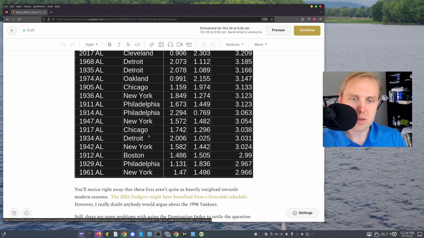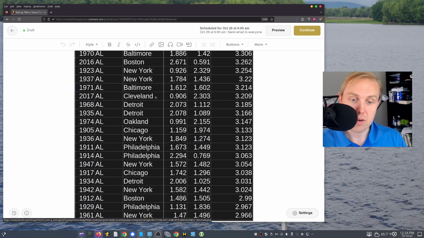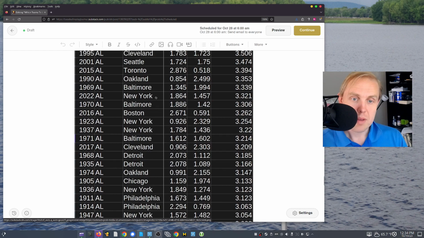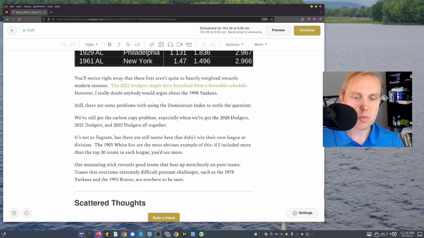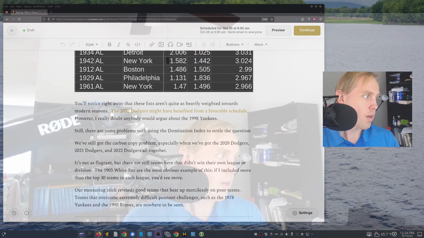There's other teams that surprise you, like the 2017 Indians, a team I don't remember anything about. But you can see this list is not quite as dominated by those teams. Now, there's a couple of problems with these lists, and there are a couple of other things that we want to talk about here. A couple of points I want to make when we're talking about the greatest teams and doing a project.